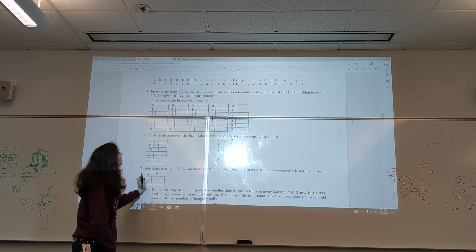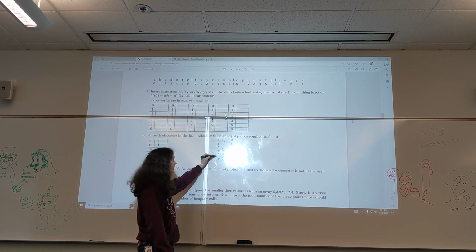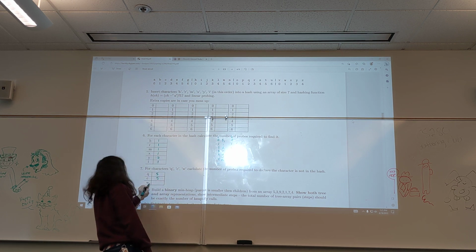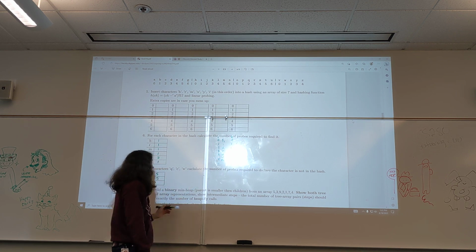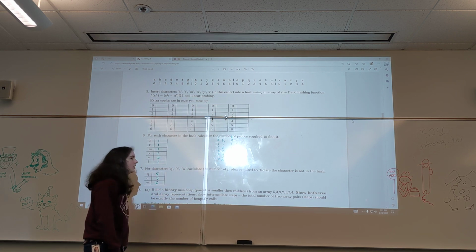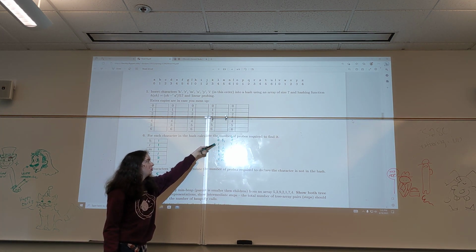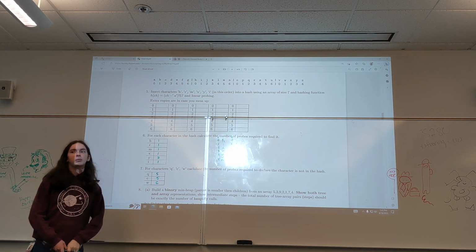C is key 2, so 1, 2, 3, 4, 5 again. And W is key 1, so 1, 2, 3, 4, 5, 6. That's 6 steps. Now, if there was an empty spot at, say, 3, and we started at 1, then it'd be 1, 2, 3, and then you'd be done. If there's an empty spot, you stop immediately.